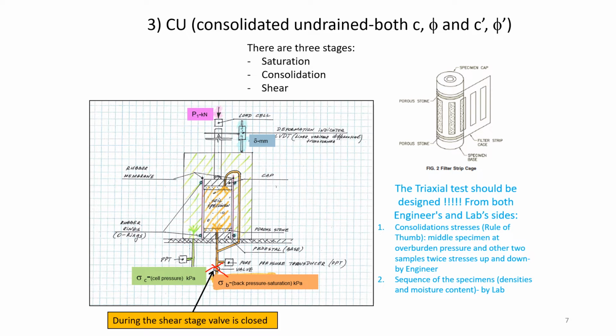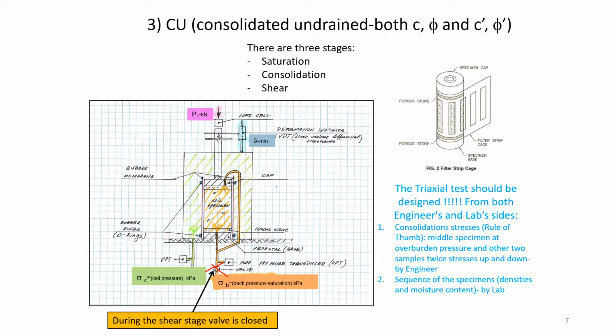I would like to tell you one thing: you have to design your triaxial test, CU or CD. What does it mean? From two sides, engineer side and lab side. From a rule of thumb, keep in mind what many engineers say: oh, please apply stresses according to ASTM. ASTM, British standard, Chinese standard, Japanese standard, it doesn't matter what standard, none tells you what stresses should be applied during the consolidation stage. It's up to the design engineer.